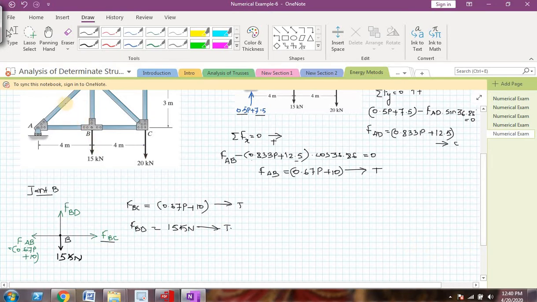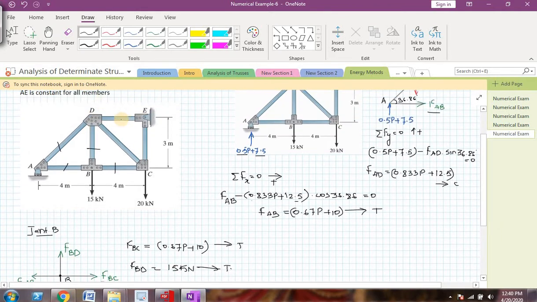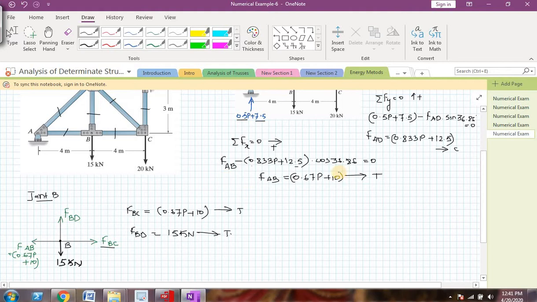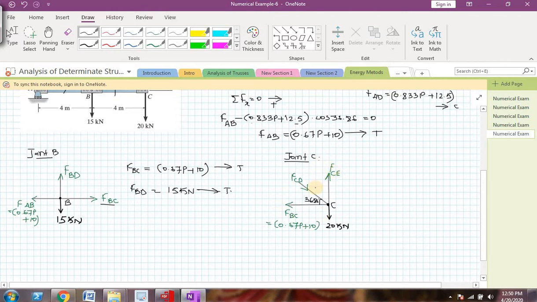So we have done joint B. Till now we have solved this member, this member is done, and this member is done. Now the only left out members are this, this and this. Next I will go to joint C and draw the free body diagram. Okay, so this is free body diagram of joint C.